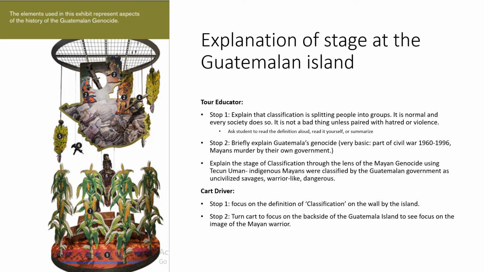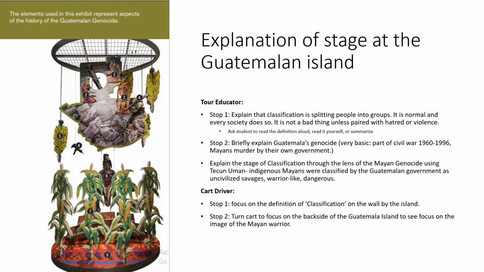So in the virtual field trip, you have a very short amount of time to get across a lot of information. And the best way to do this is to, first and foremost, define the stage. So, in Guatemala, this is the stage of classification. So what you will do is define classification. Classification is splitting people into groups, us and them. It's very normal. Every society does it, and it's not a bad thing unless it is paired with hatred or violence.